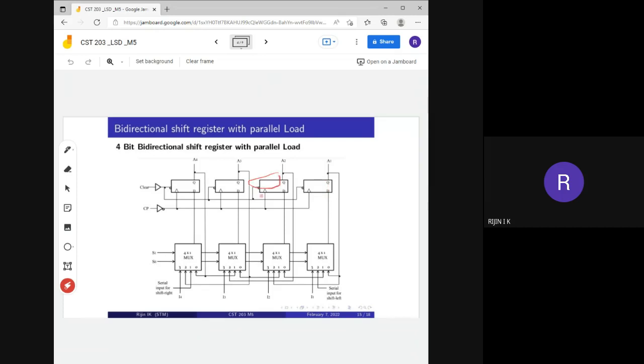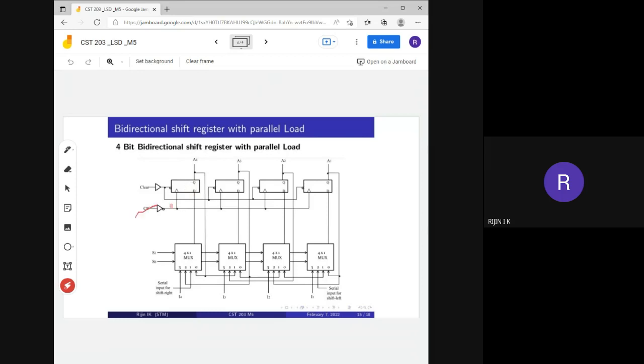So these are the 4 flip-flops. This is the first D flip-flop, this is the second D flip-flop, this is the third D flip-flop, and this is the fourth D flip-flop. That means you have to use 4 D flip-flops. Not only D flip-flops, you can use any other flip-flops also, but here in this example, we have used D flip-flops. For storing each bit we have used a D flip-flop.